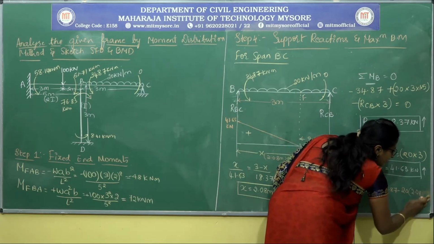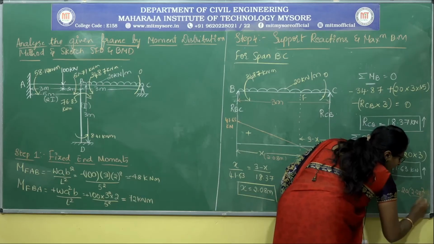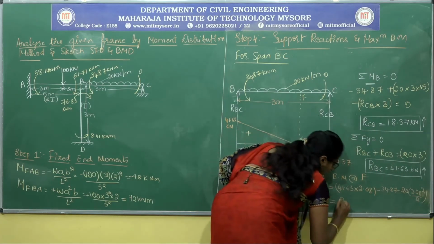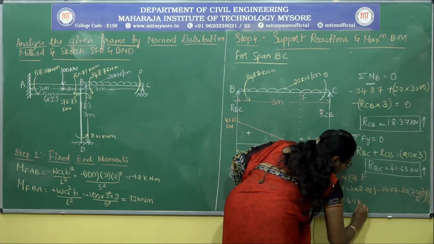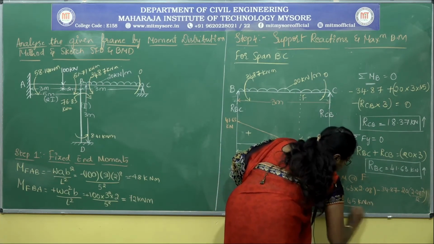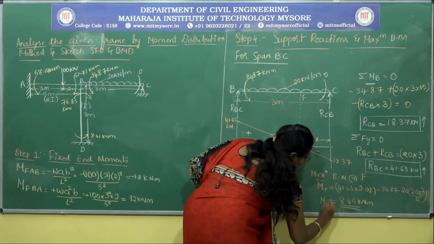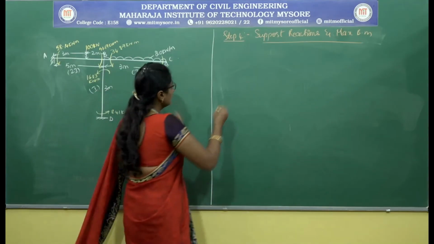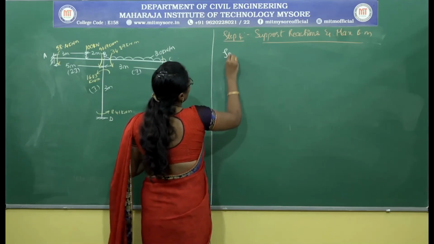Or I can take this as 2.08 squared divided by 2. That will give you 8.45 kilonewton meter. So this is the maximum moment at F for the span.